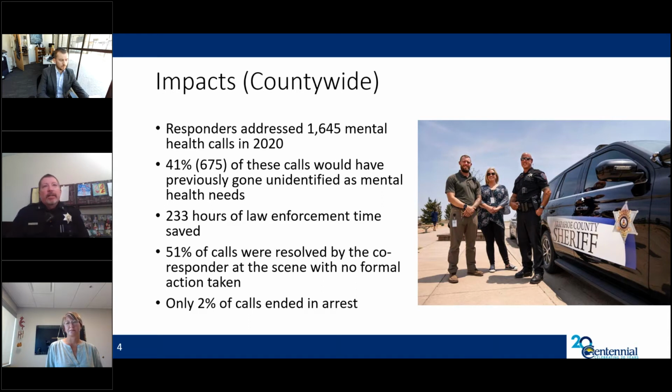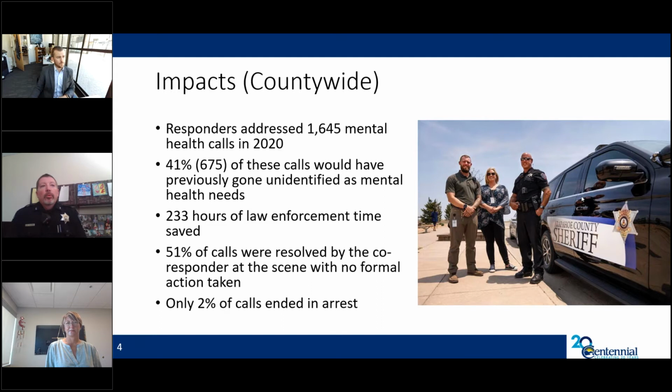We also started tracking the number of hours that the deputies were freed up. So the deputy responds with the co-responder, they get there, the situation's under control, and the co-responder, the clinician, is just going to handle the call, which frees up the officer to get back to doing law enforcement related work. In 2020, we identified 233 hours of law enforcement time saved, where the co-responders, the clinicians, were able to free up a deputy to go back and do law enforcement type activities.